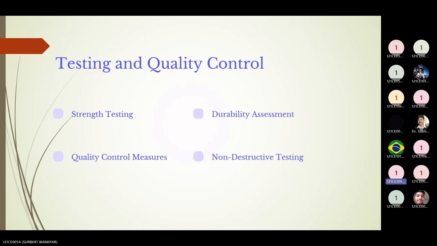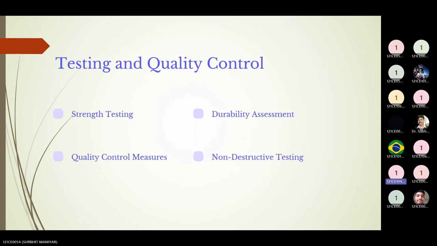Second is durability assessment. Different tests are done for durability, such as resistance to freeze-thaw cycles, chemical attacks, or abrasion, like we have seen in normal traditional concrete. The same types of durability tests are done for this type of concrete also.